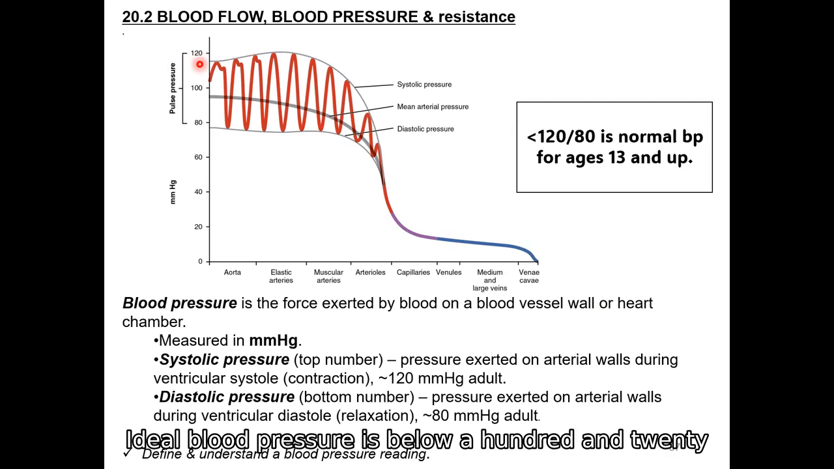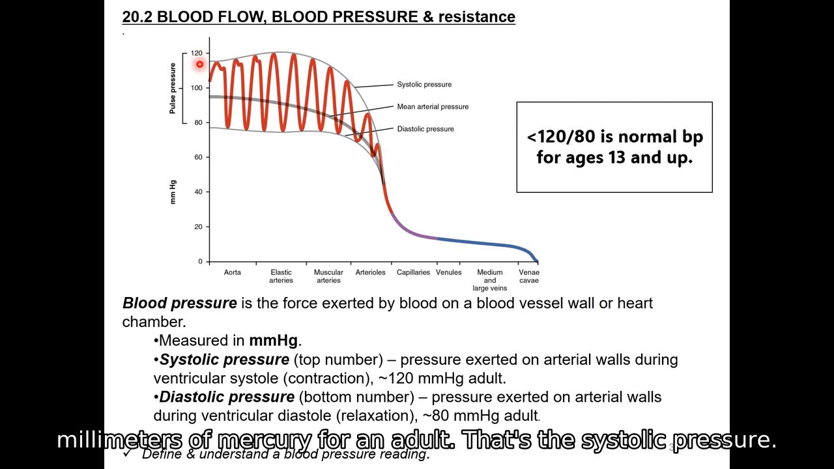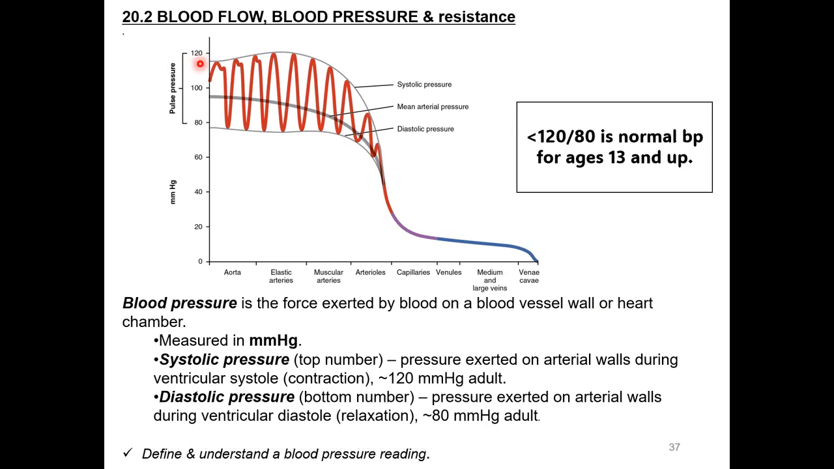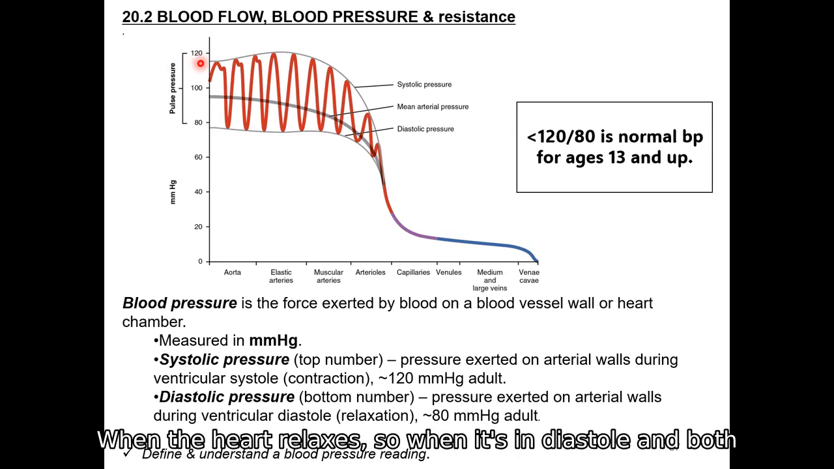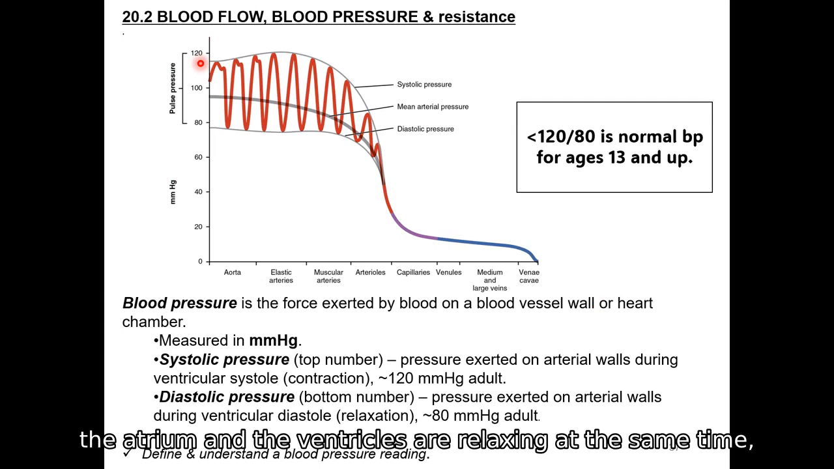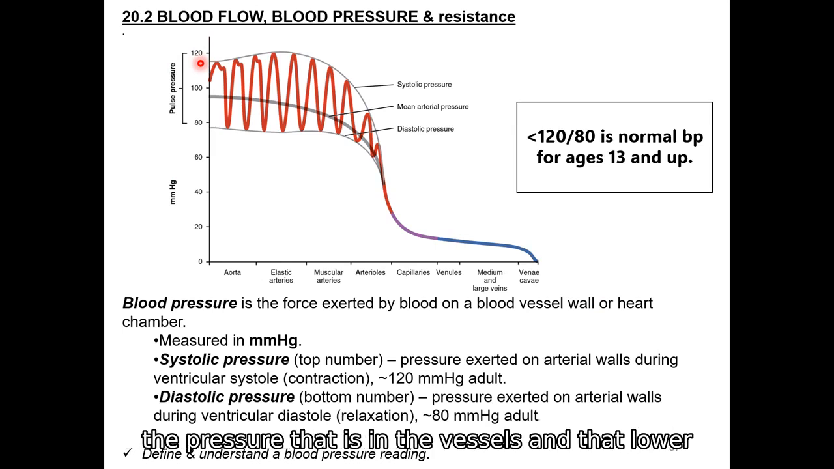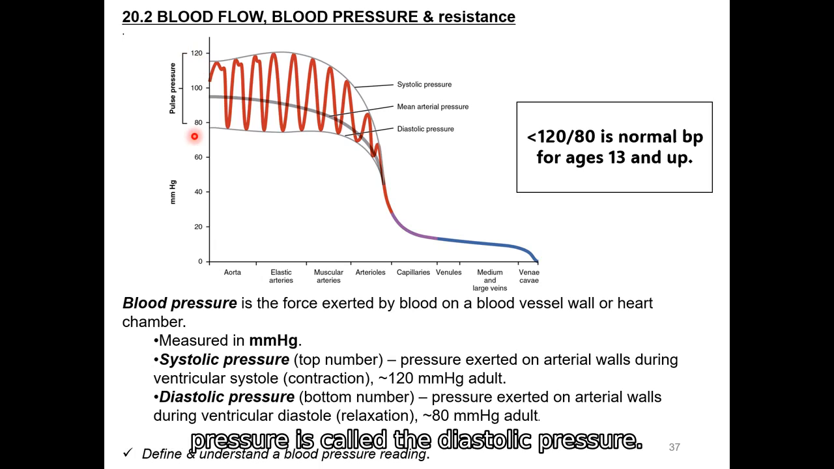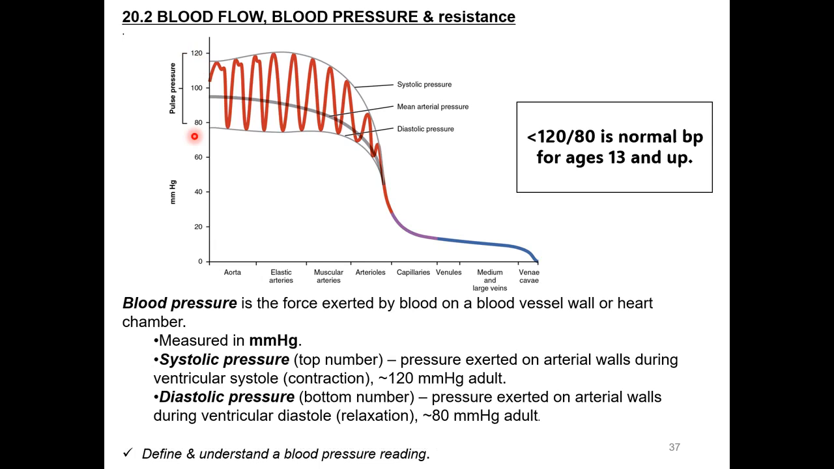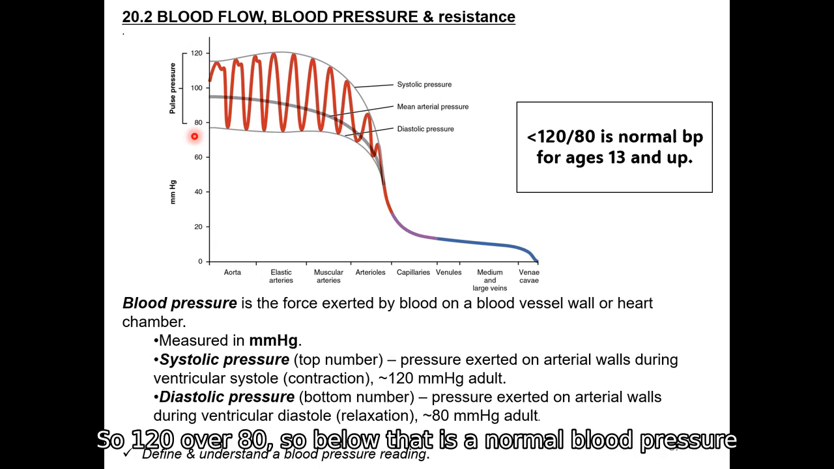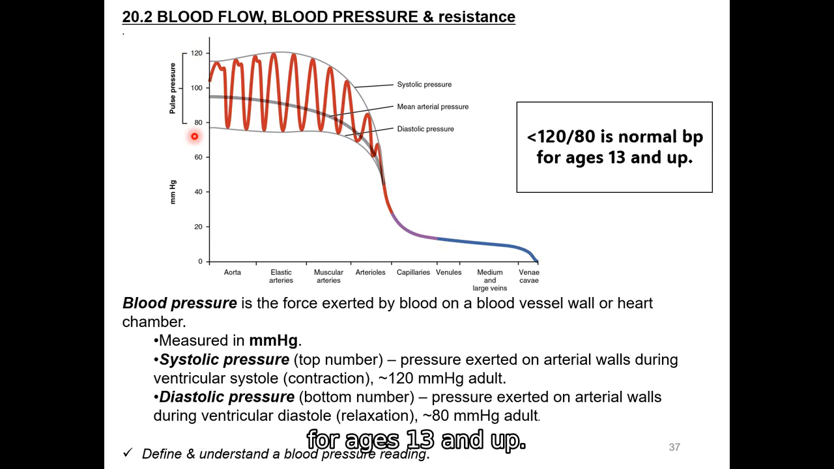Ideal blood pressure is below 120 millimeters of mercury for an adult. That's the systolic pressure. When the heart relaxes, so when it's in diastole, and both the atria and the ventricles are relaxing at the same time, those elastic arteries recoil and are still responsible for the pressure that is in the vessels, and that lower pressure is called the diastolic pressure. The target for an adult is below 80. So 120 over 80, so below that is a normal blood pressure for ages 13 and up.